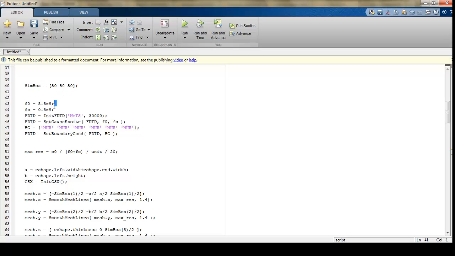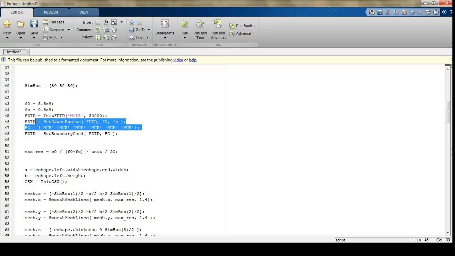This represents the center frequency of our patch antenna, which is the frequency of the excitation. FC represents the corner frequency, 20 decibel cutoff frequency to be specific. This was used to initialize the finite difference time domain for our excitation. A Gaussian type excitation was used to excite the structure over a range of frequencies.